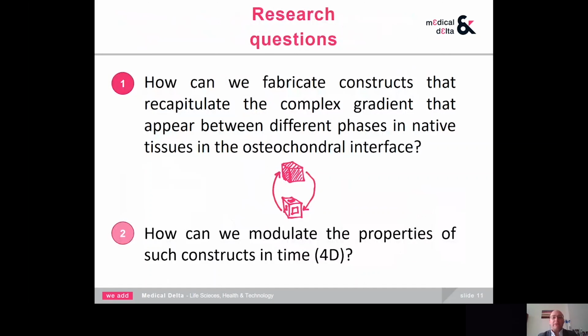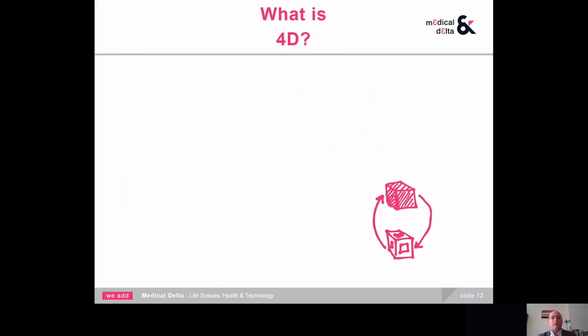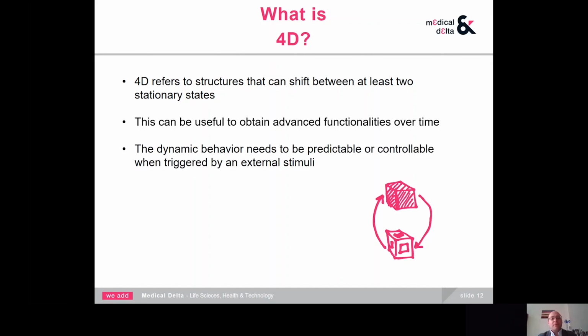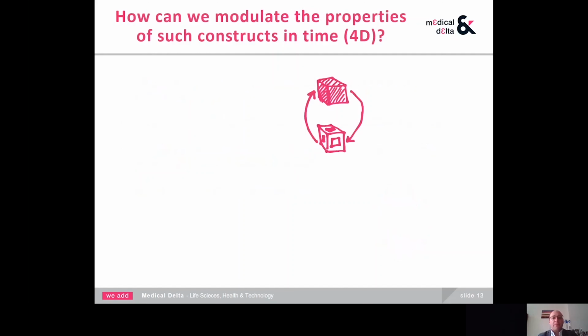The second question is how can we modulate the properties of such constructs in time? So first we need to understand what's 4D. 4D refers to structures that can shift between at least 2 stationary states. This can be useful to obtain advanced functionalities over time. The dynamic behavior needs to be predictable or controllable when triggered by an external stimulus. And so this is using the so-called smart materials, which are stimulus responsive.